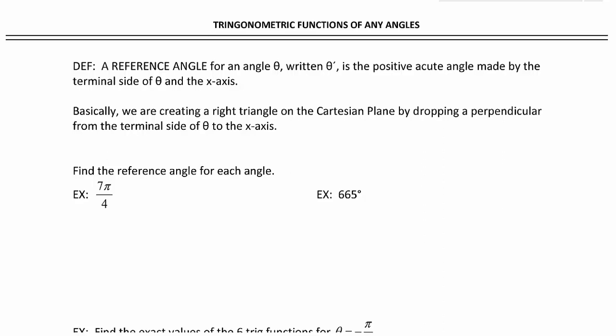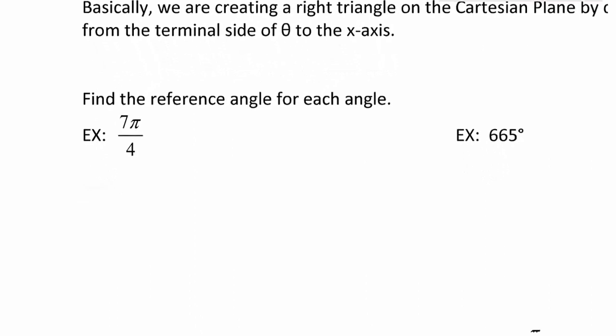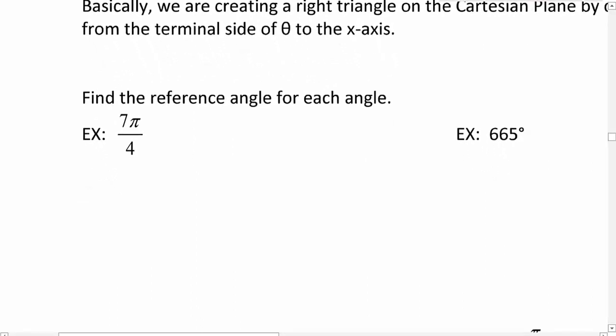You'll notice in that definition that it says your reference angle is a positive acute angle made by the terminal side of theta and the x-axis. So basically, we're creating a right triangle on the Cartesian plane by dropping a perpendicular from the terminal side of theta to the x-axis. So let's practice finding some reference angles. We want to find the reference angle for 7 pi over 4.